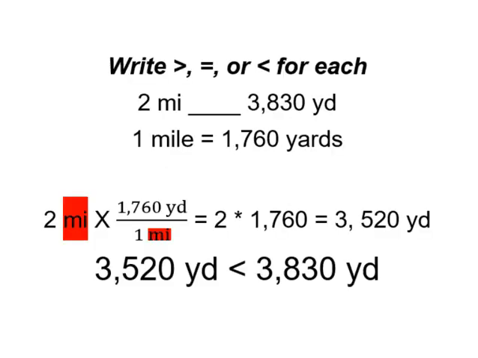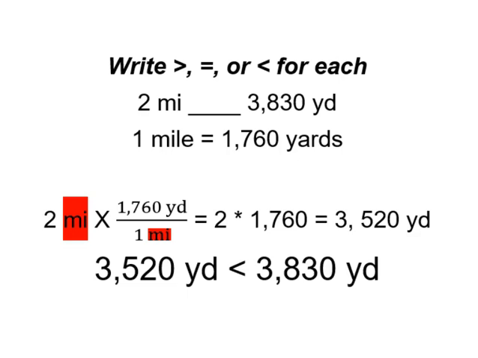When we convert, we are going to multiply 2 miles times 1,760 yards over 1 mile. We cross out the mile, the unit of measurement, and we are left with 2 times 1,760, and that is equal to 3,520 yards.